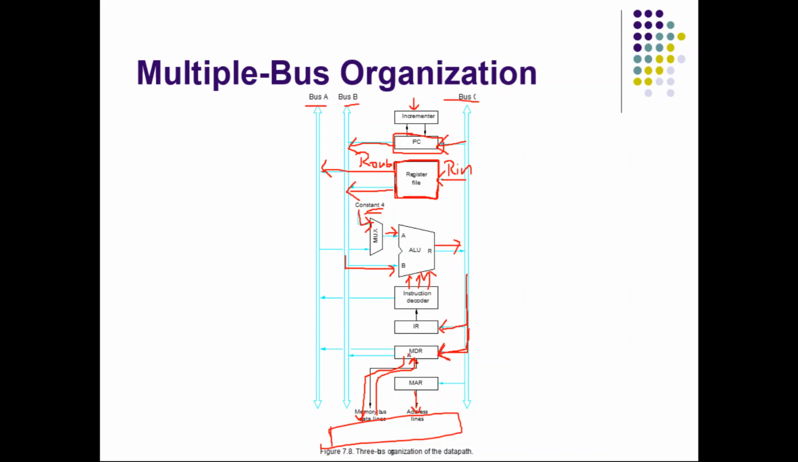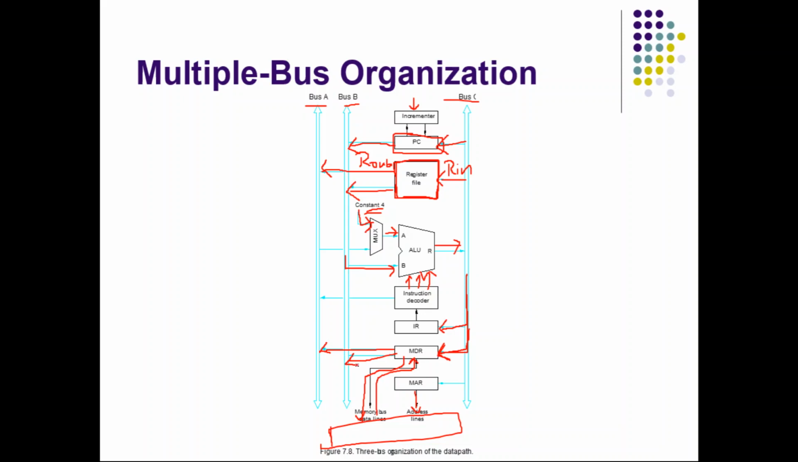Okay. Say something from memory you have read, some data that should now be sent to the ALU. That can be done by MDR. From MDR, it can be done by sending that data either to bus A or to bus B.